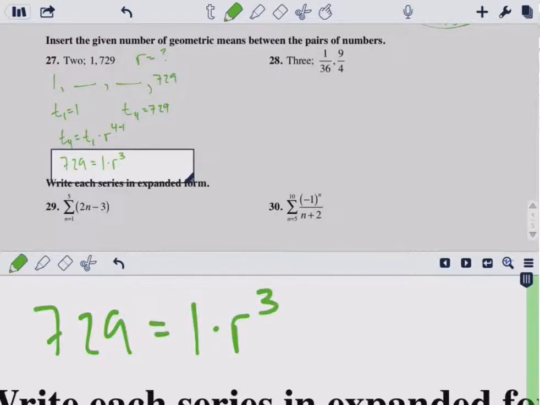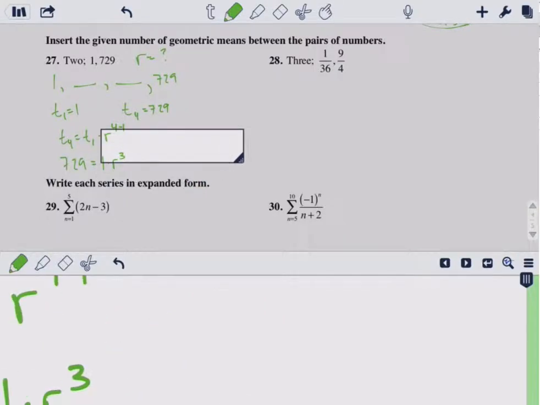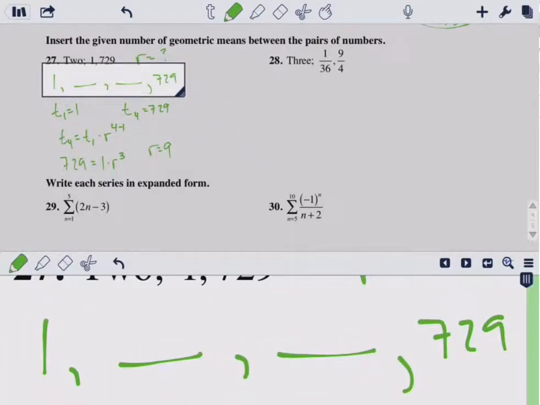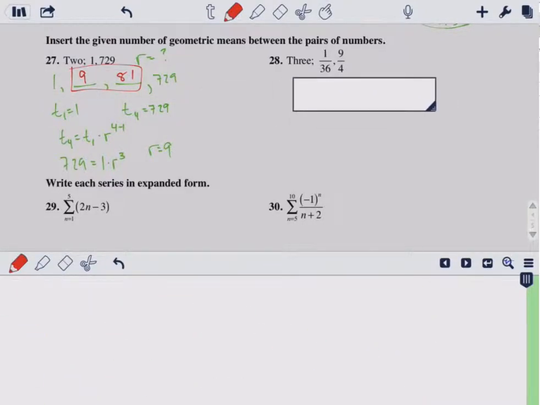That's the cube root of 729. That's what we want to know. Cube root of 729 is what? Let's figure that out. 729, take the cube root, it is 9. So r is equal to 9. Multiplying by 9, that makes this number 9, and that makes this number 81. Those are our two geometric means.